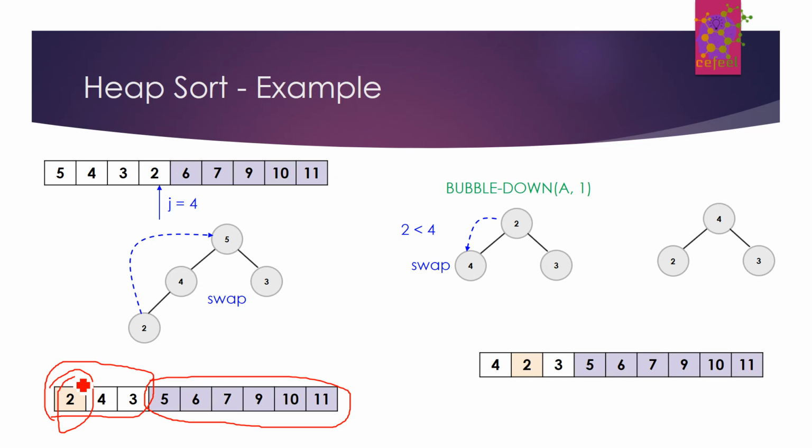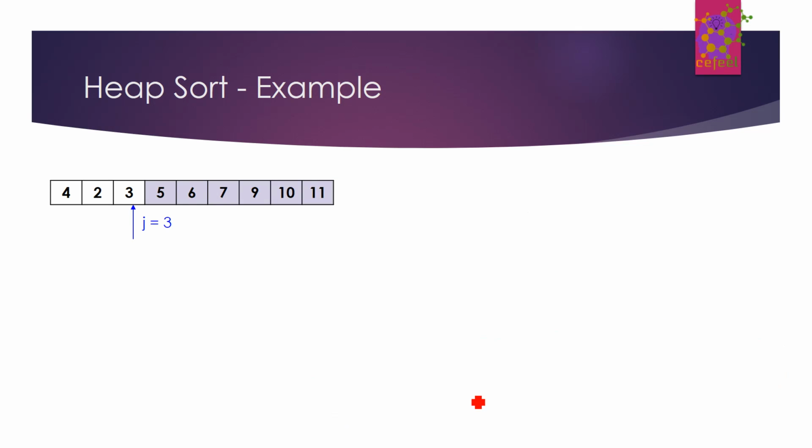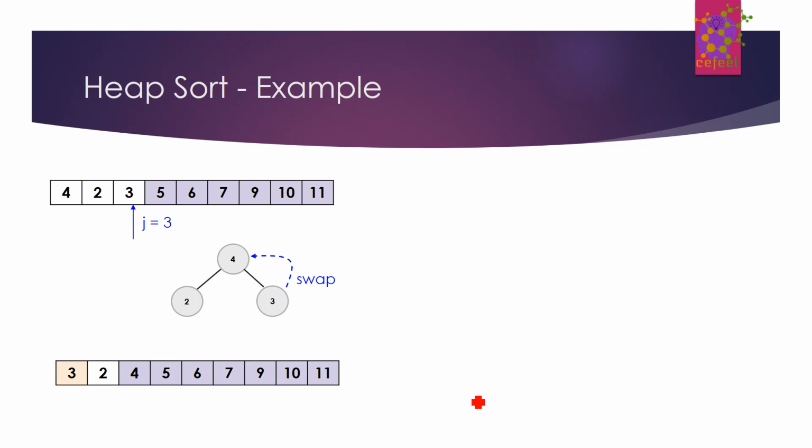So our bubble down process ends here, and we are left with this array, which is over here. Now notice how the number of elements are reducing in the heap, and the number of elements that we have sorted are increasing. So now the next step is j will now be pointing to 3, and we need to swap aj with a1, which is 4. So 4 and 3 will be swapped. Once 4 and 3 is swapped, 4 is also sorted.